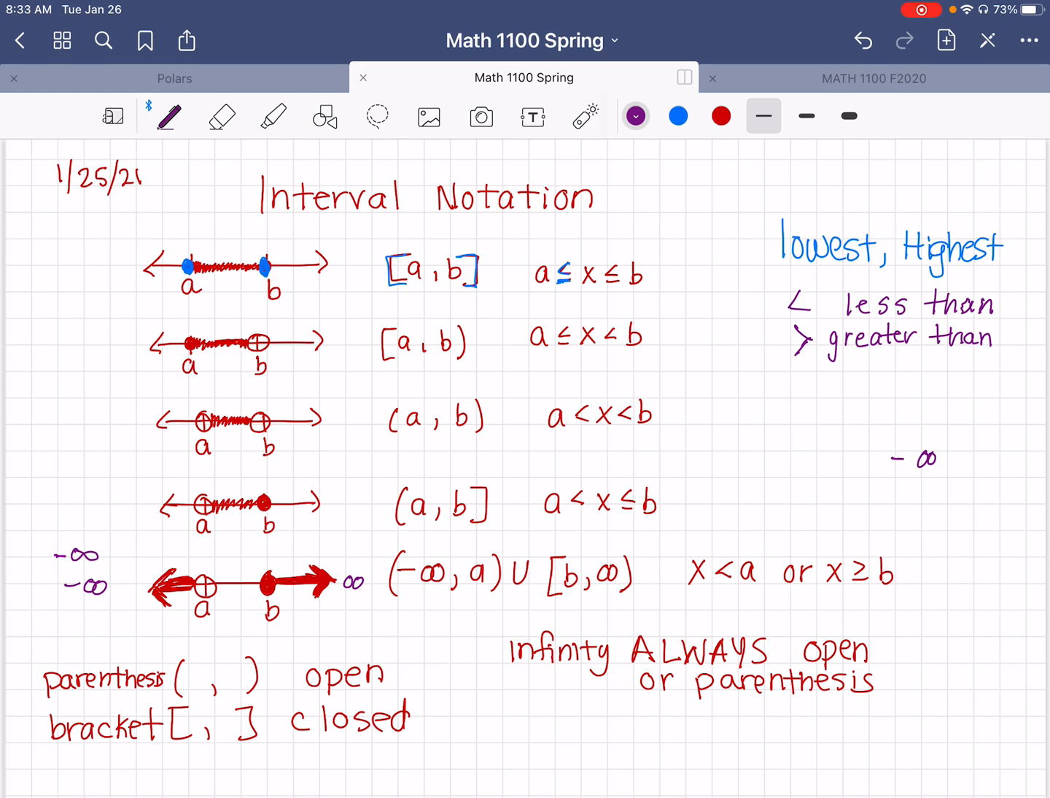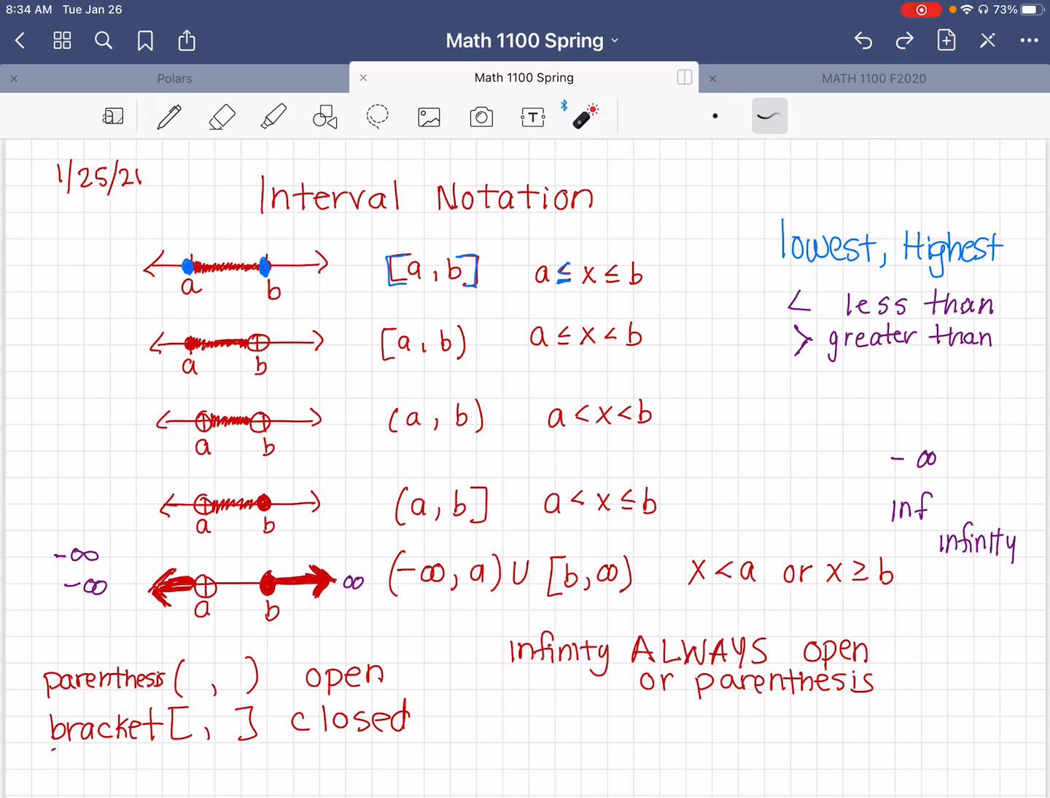On Wiley, you type in INF, or it might be INFINITY, if you can't find the symbolic notation. Negative infinity is always on the left. Positive infinity is always on the right. They never, ever get a bracket because infinity is not a value. They always get a parentheses.